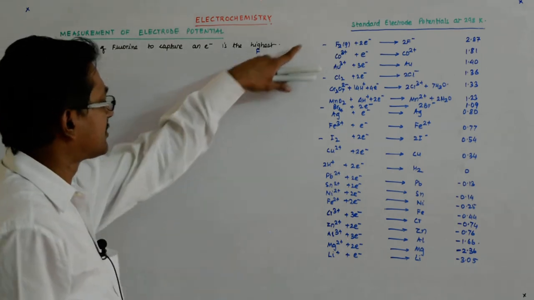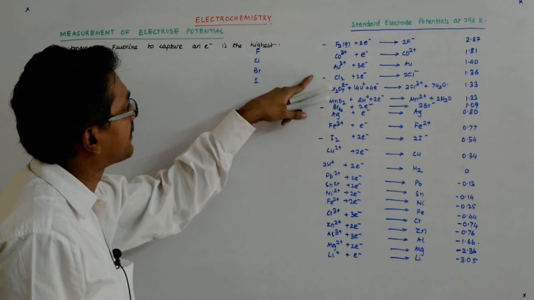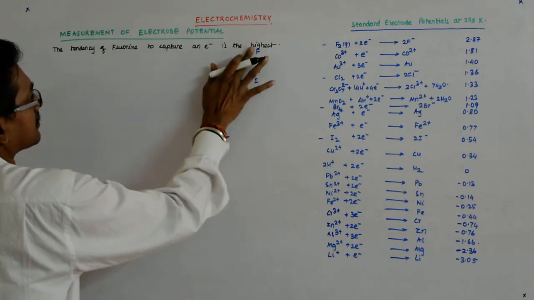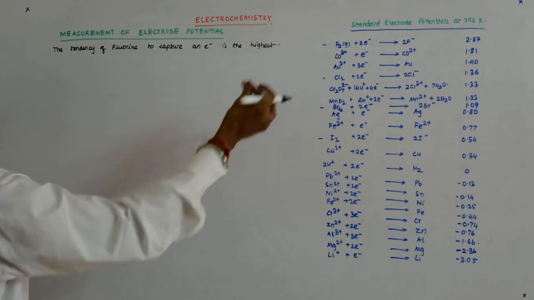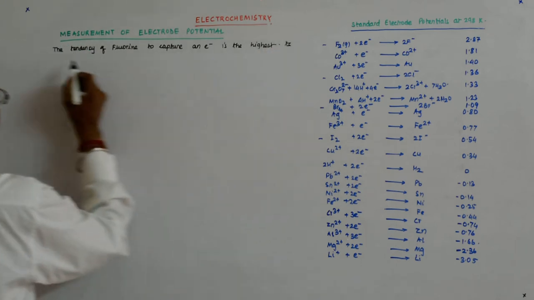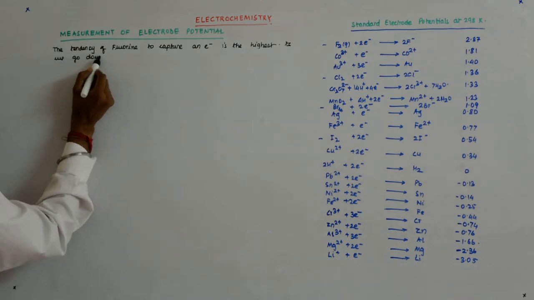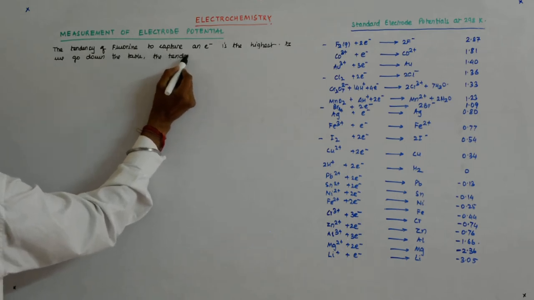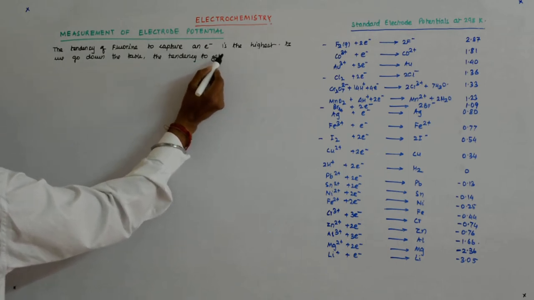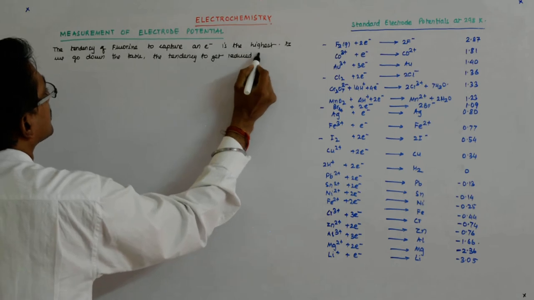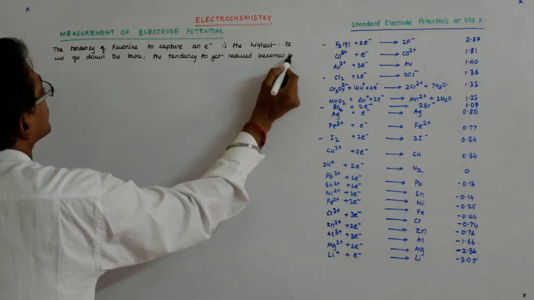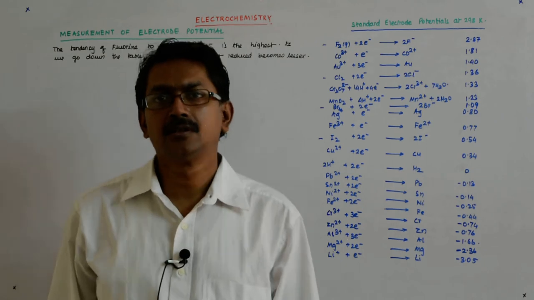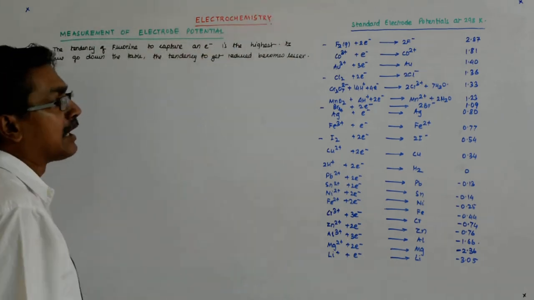Correct. And this gradation tells you that all these species have relatively lower tendency to capture the electron, as compared to fluorine or as compared to whatever lies above them. As we go down the table, the tendency to get reduced becomes lesser. It becomes lesser as you start traveling down.